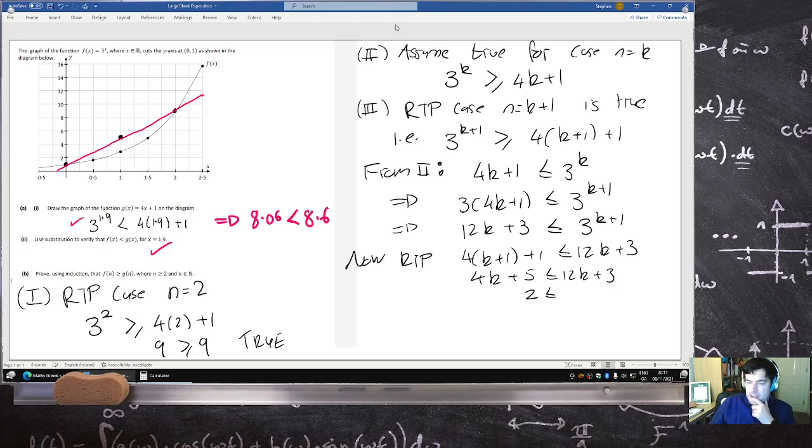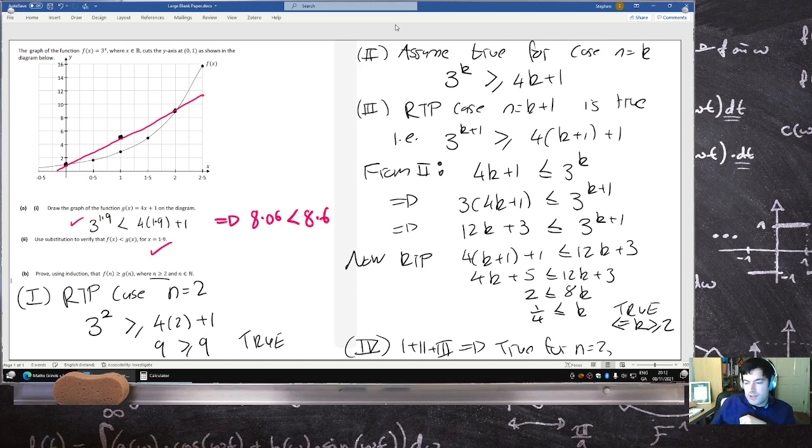2 less than or equal to 8k, k more than or equal to a quarter. Well, this is true since we know that k begins at 2, which is true since k is more than or equal to 2. So then we finish off with our logic. 1 plus 2 plus 3. That means it's true for n equals 2, 3, 4, etc. Okay.